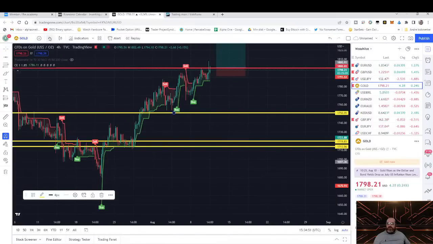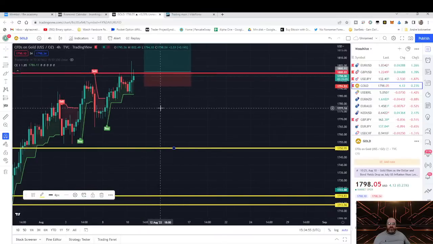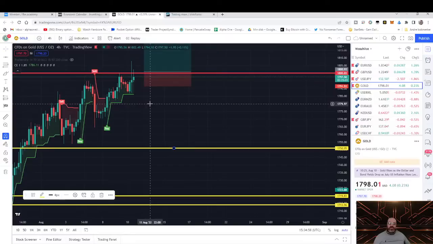Gold, I don't like to look at smaller time frames. I only look for swing trades when we talk about gold, because like I said, gold always moves $50 a day. So it's better to go for the bigger money and take one trade a day instead of taking many a day.